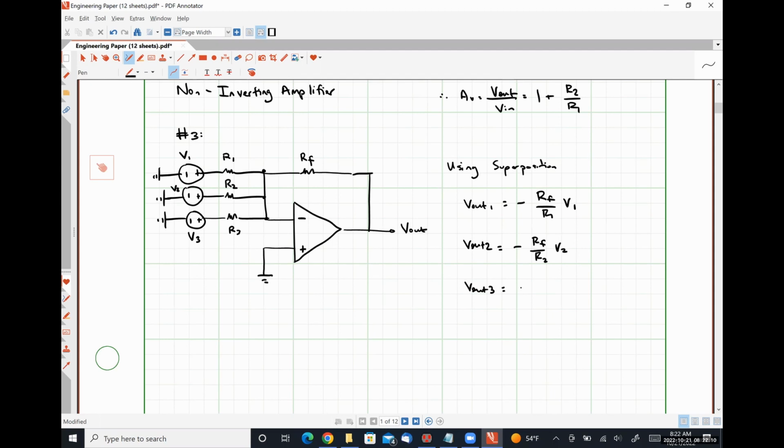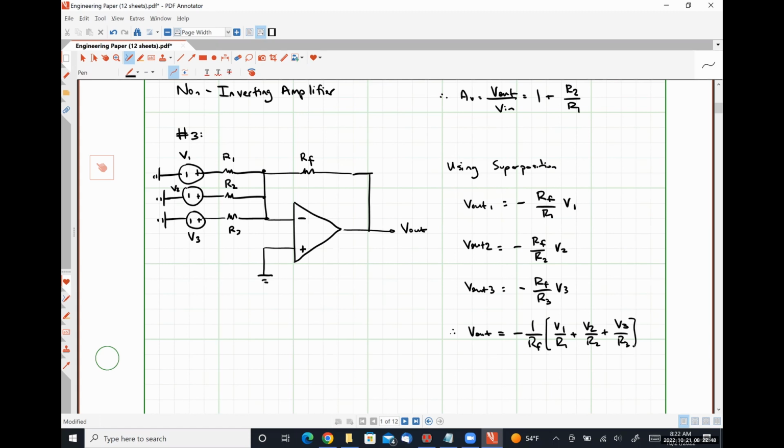V out 3 would be negative RF over R3 times V3. And from this, V out is just the sum of those. So it's going to look like negative 1 over RF times V1 over R1 plus V2 over R2 plus V3 over R3, etc. Okay. We can prove this very easily using our three-step process as well, just for those of you who are not super comfortable with superposition.